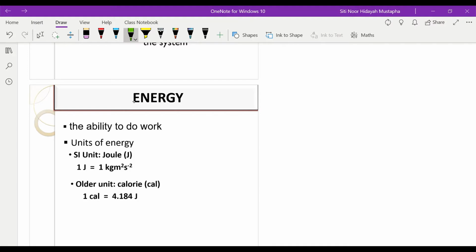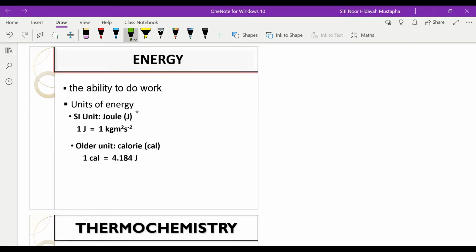Energy can be defined as the ability to do work. The unit of energy is the joule. Please remember the joule, and 1 joule is equal to 1 kilogram meter squared over second squared. So how do you do the conversion? This is what we call conversion.